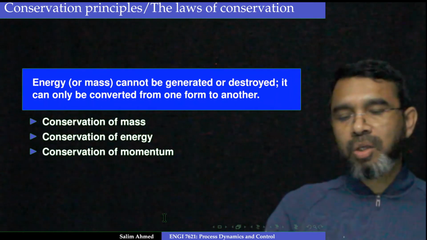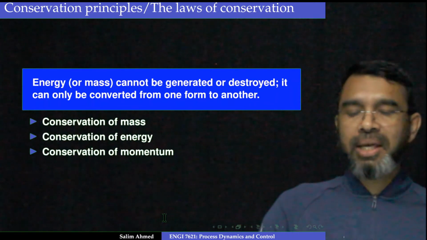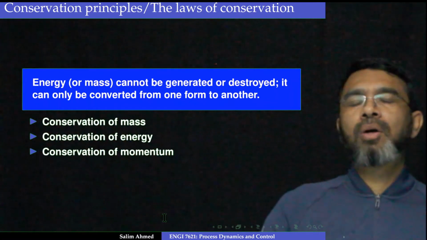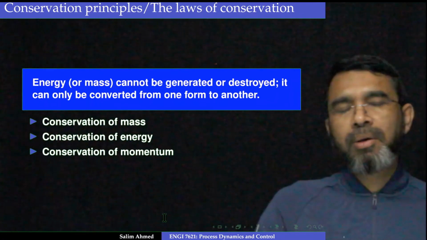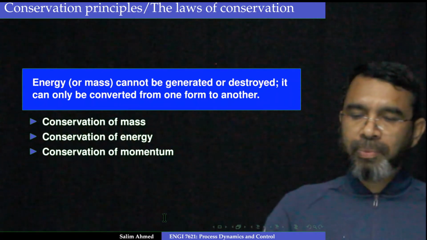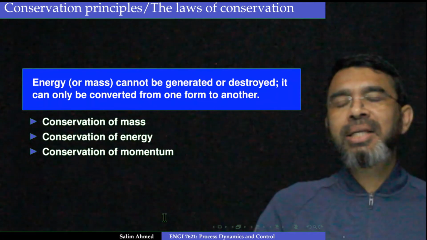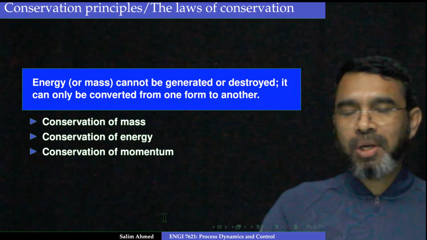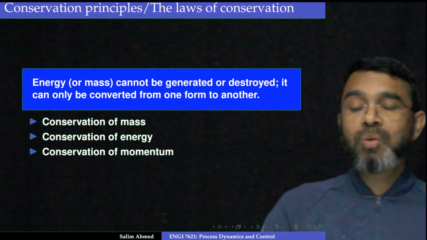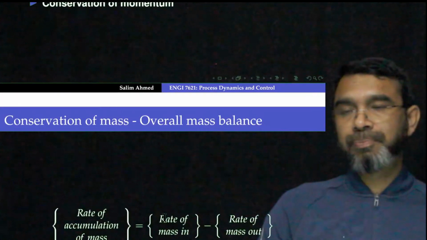Okay, so there are three principles: conservation of mass, conservation of energy, and the third is conservation of momentum. Now, do remember one thing: for control purposes, the conservation of momentum is rarely used. Conservation of energy is used when temperature is one of the variables involved in the modeling exercise. But in most cases, the conservation of mass will be there for all of the cases.